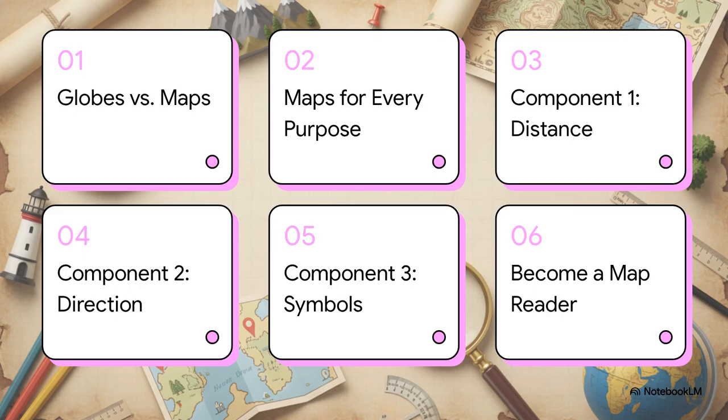So here's our game plan, our roadmap for today. We're going to start with the big picture, globes versus maps. Then we'll dive into all the different kinds of maps out there. After that, we'll break down the 3 absolute must-know skills for any map reader: understanding distance, direction, and of course, the secret language of symbols. And finally, we'll put it all together so you can look at any map and read it like a pro.